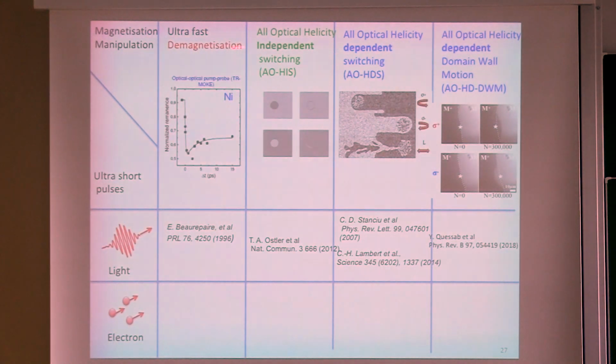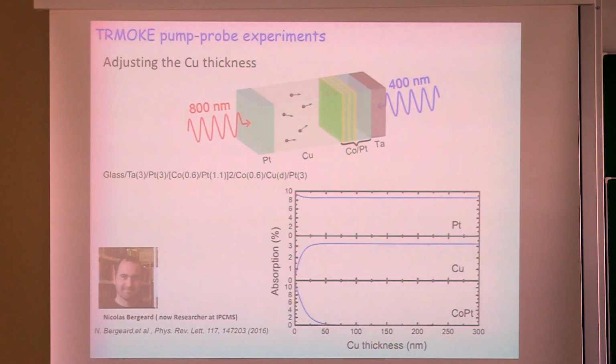Okay, so all this part now, I filled those 4 boxes, showing that with femtosecond light pulses, you can have those 4 kinds of magnetization manipulation. So now let's see if electrons can do the job too. So this was a work that was started by Nicolas Berger, who is here in the audience today. And so the experiment is the following.